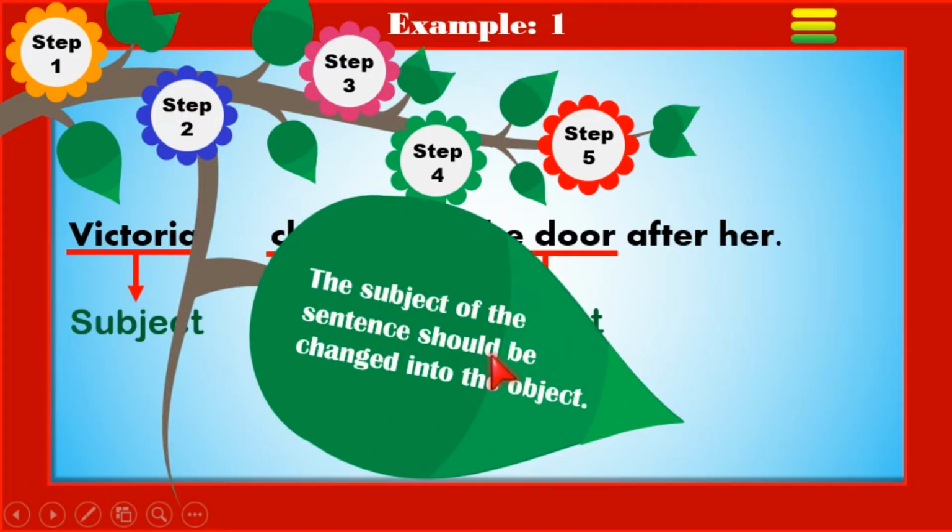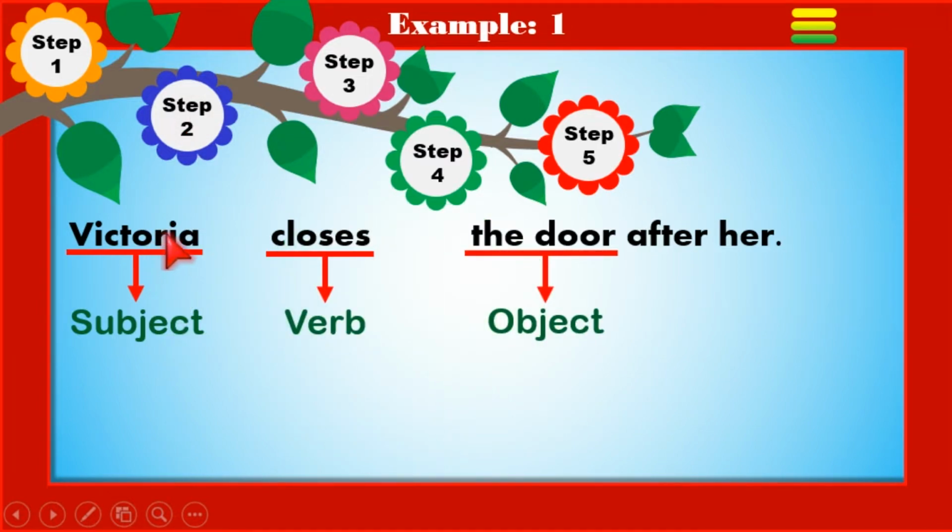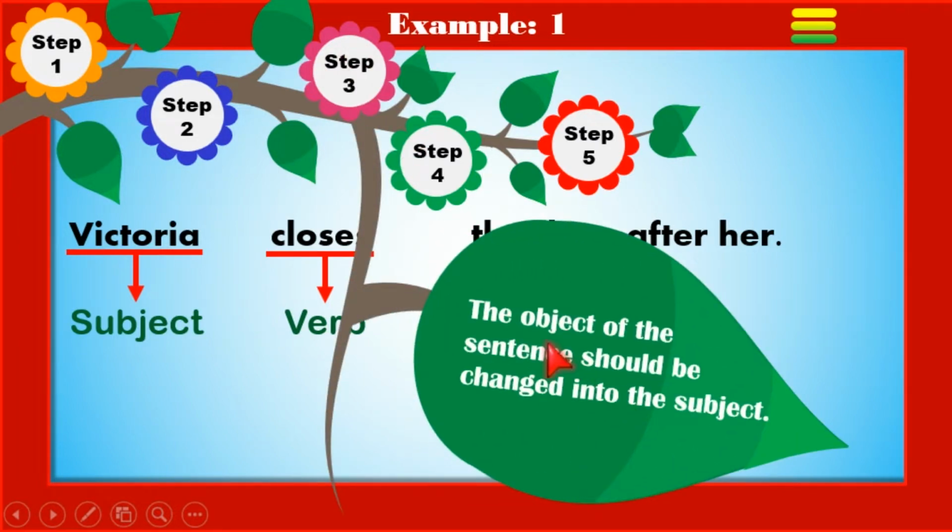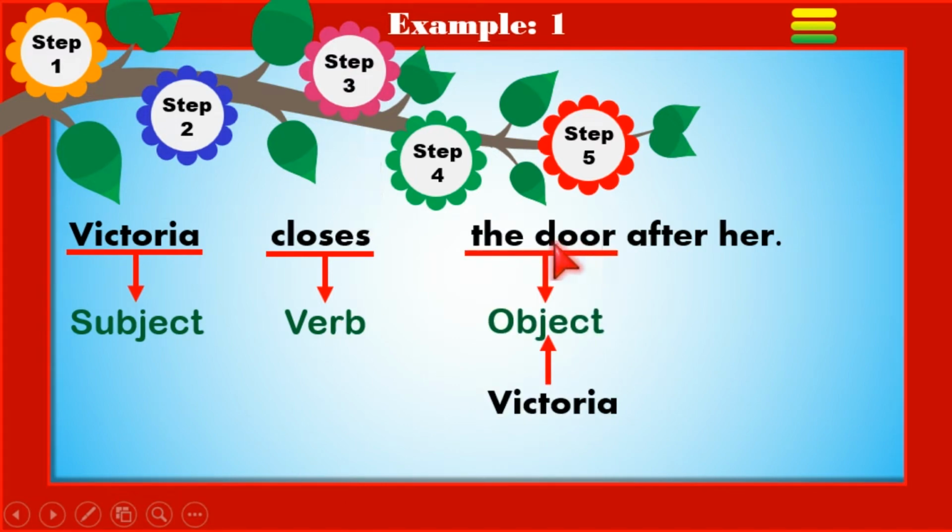And step 2. The subject of the sentence should be changed into the object. So what is the subject of the sentence? Victoria. That should be changed into the object. And step 3, the object of the sentence should be changed into the subject. So what is the object here? The door. It should be changed into the subject, the door.